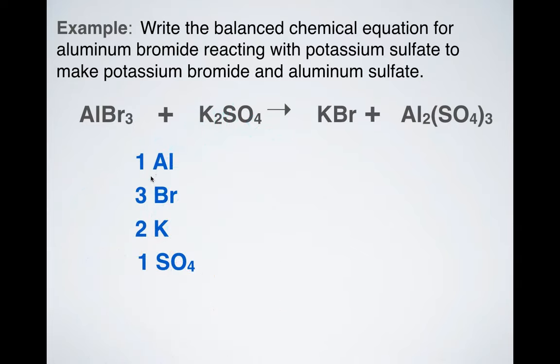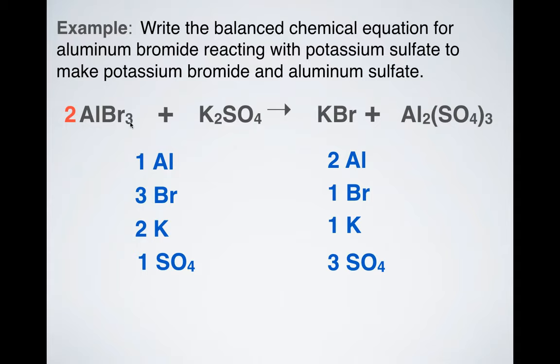Okay, I have 1, I have 3, I have 2, and I have 1. What about on this side? I have 2, I have 1, I have 1, and I have 3. All right, pick something to balance. It doesn't matter what you pick. All right, what if I put a 2 here? If I put a 2 here, now I have 2 aluminums, which is good.